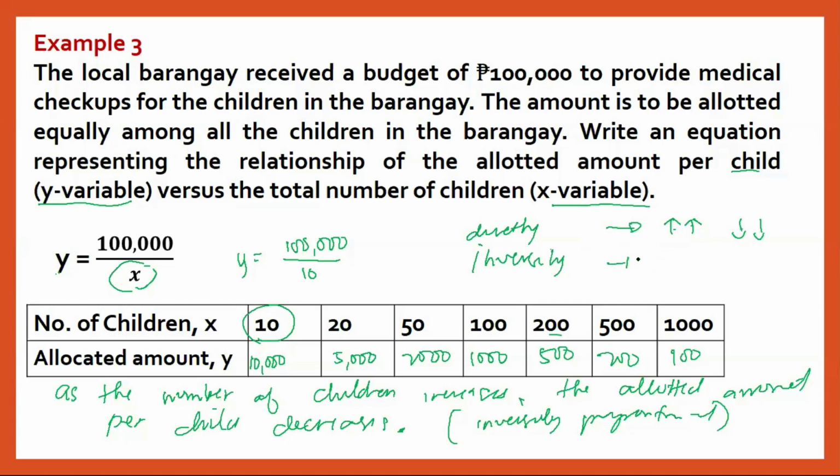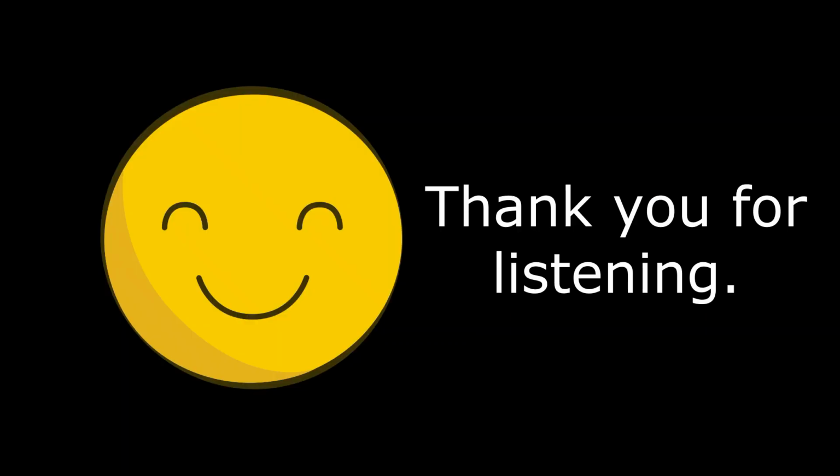But when we say inversely, they have opposite directions. As one variable decreases, the other variable increases. On the other hand, as one variable increases, the other variable decreases. Okay, that's it. I hope you learned something in this lesson video.